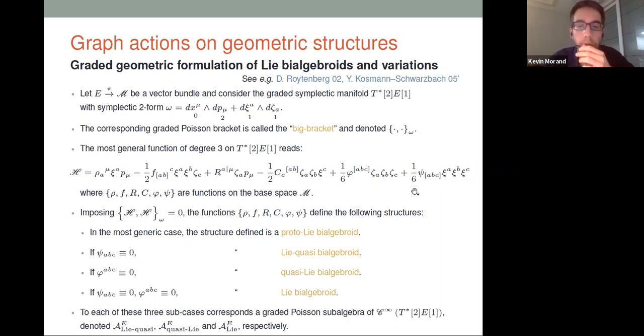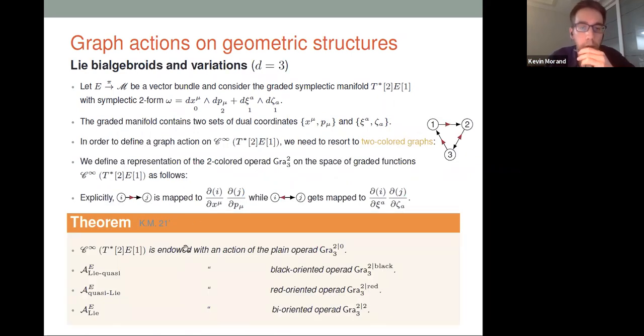And for each of them, there is a different graph action. For proto, it is just a plain operad, where we don't orient any direction. But for Lie quasi and quasi, we need to orient one direction; which direction depends on whether we are Lie quasi or the dual. And the crux of the argument is that for Lie bialgebroid, we need to orient both directions. So we need to get rid of the cycles in both directions, and getting rid of the cycles changes the cohomology. So this is the basic argument.